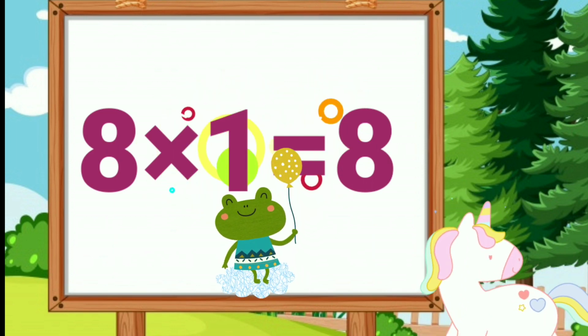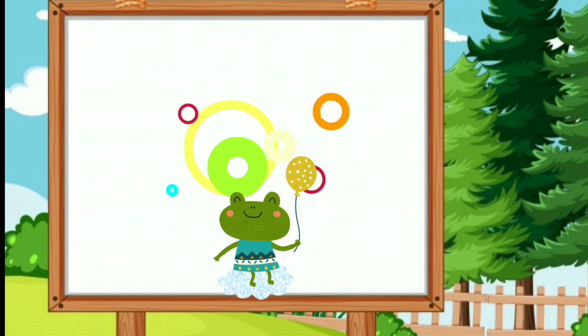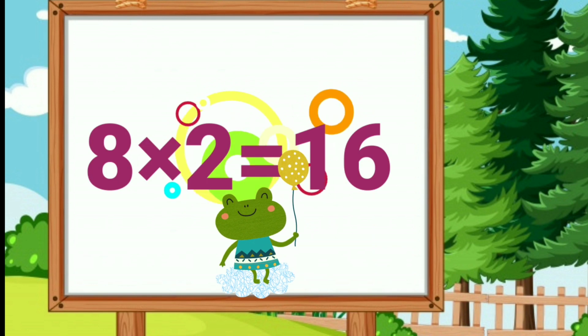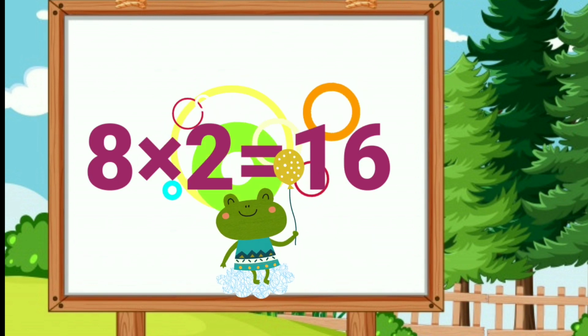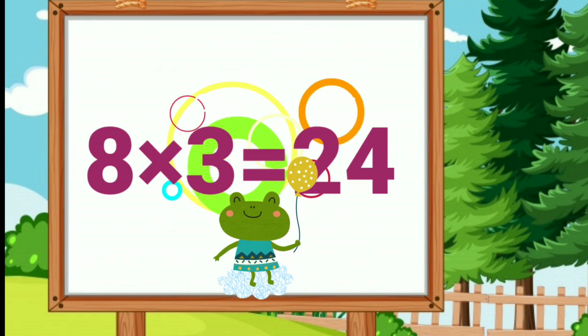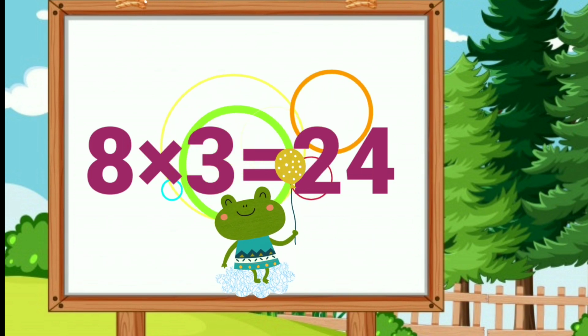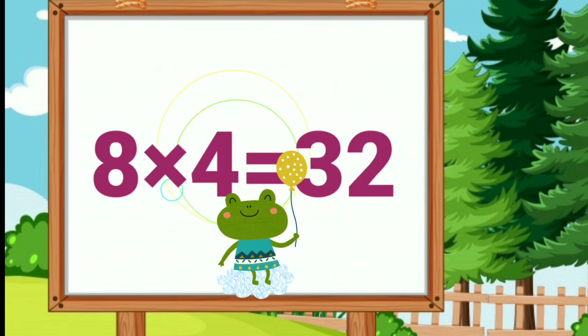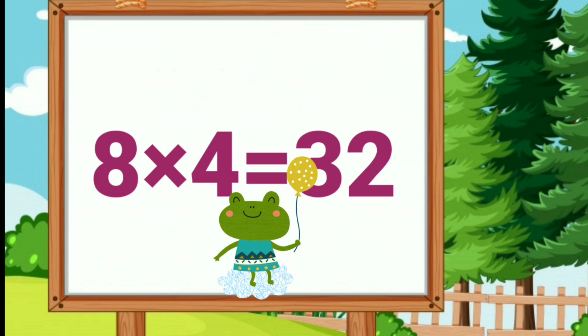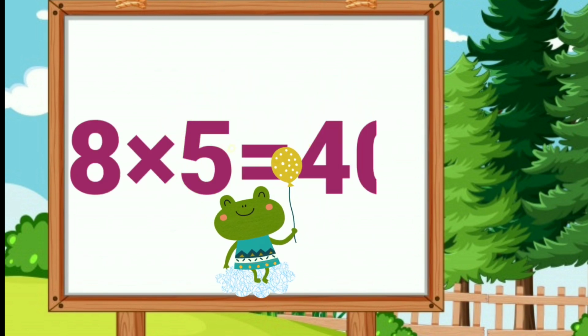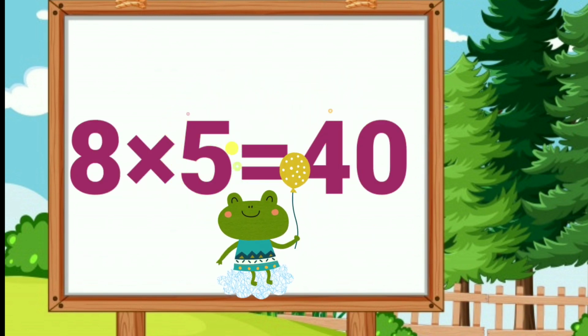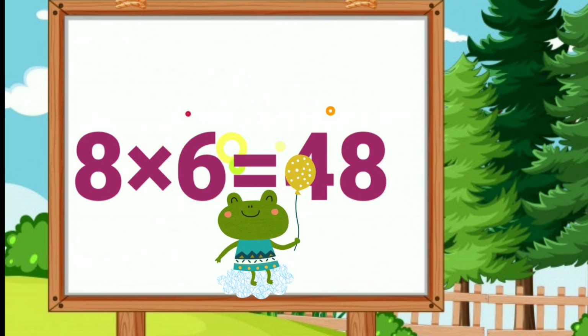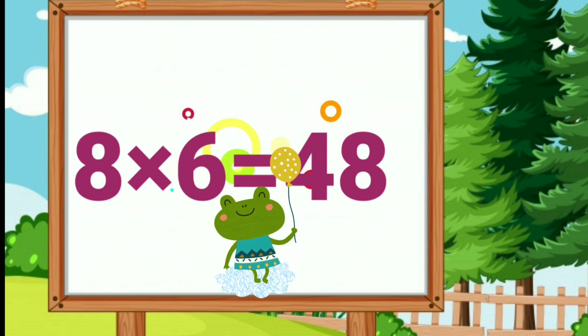8 ones are 8. 8 twos are 16. 8 threes are 24. 8 fours are 32. 8 fives are 40. 8 sixes are 48.